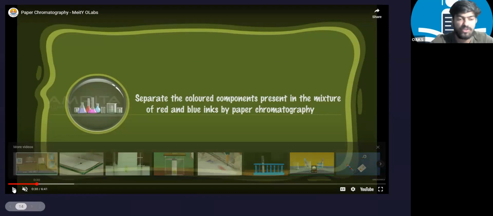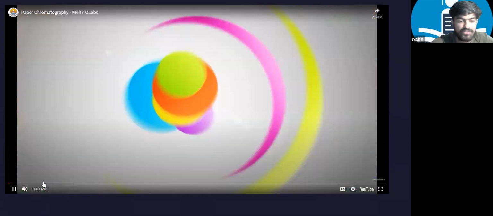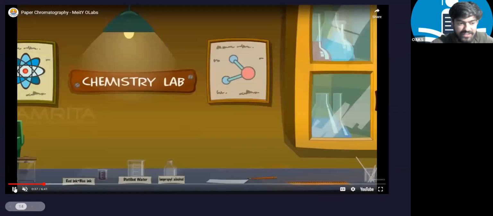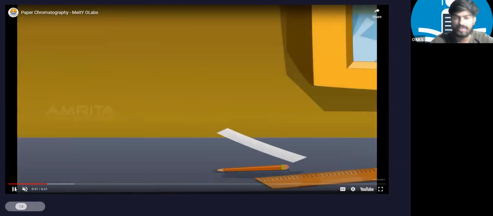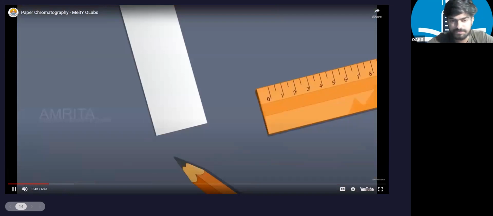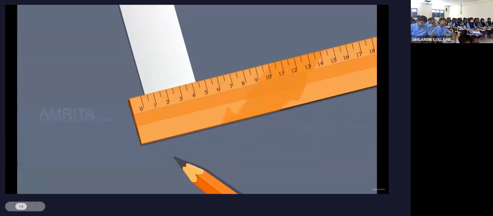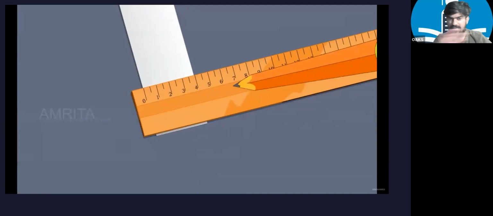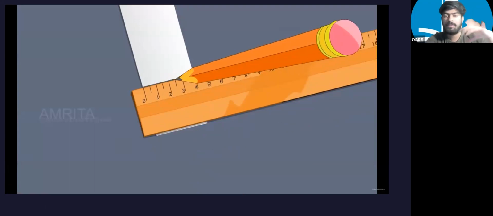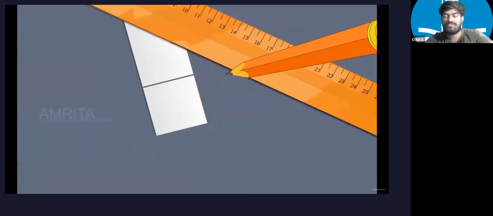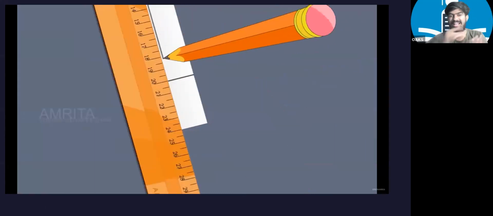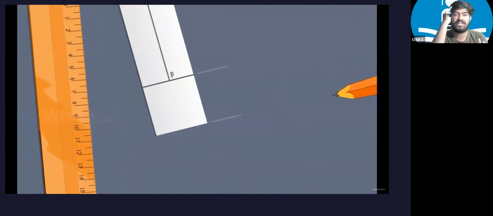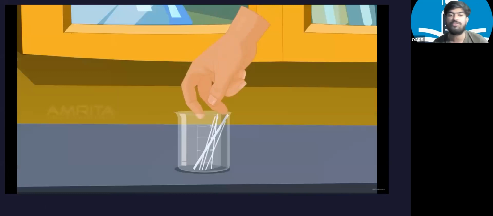So first of all, we have some inks present here. We have distilled water and we are going to take this particular paper. Can you see this paper? Now we are going to mark a line above which we are going to mark the colors. So one horizontal line and one vertical line. This line is 4 centimeters from the tip and that line is also 4 centimeters.